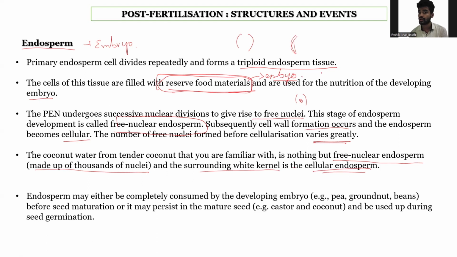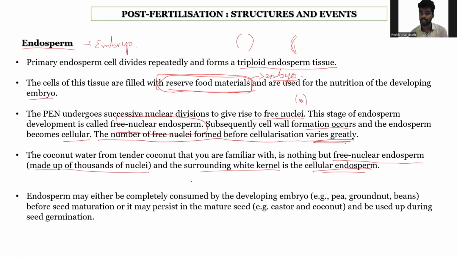So they are not consumed completely before the development of the embryo. Even before the development of the embryo, this cellular endosperm as well as the thousands of nuclei is not consumed completely. So that thing you can see in the coconut. That is what the sentence means: the number of free nuclei formed before cellularization varies. Okay, this is one point.